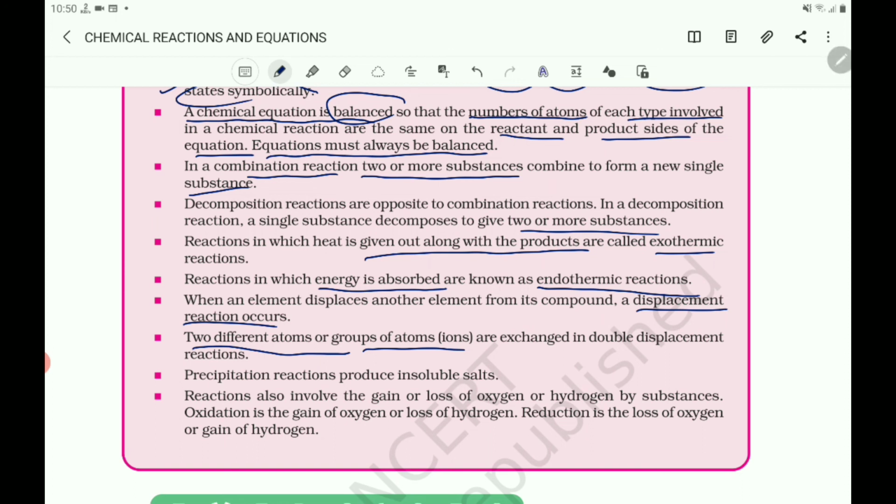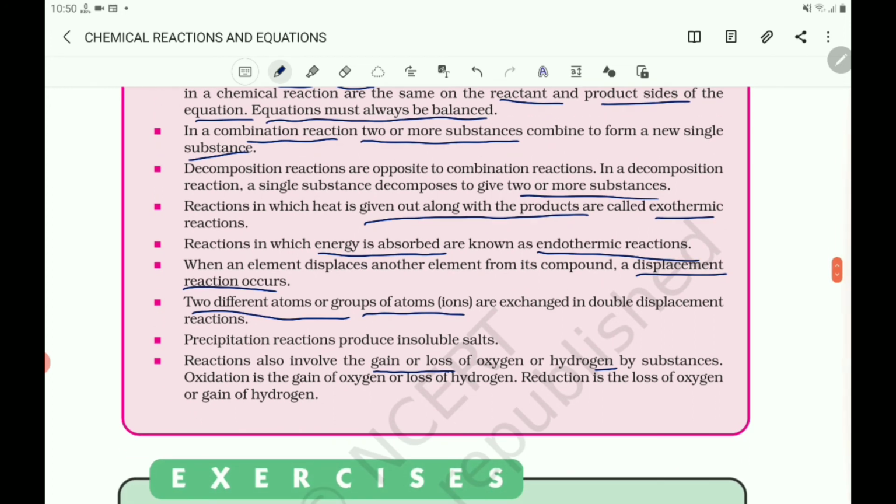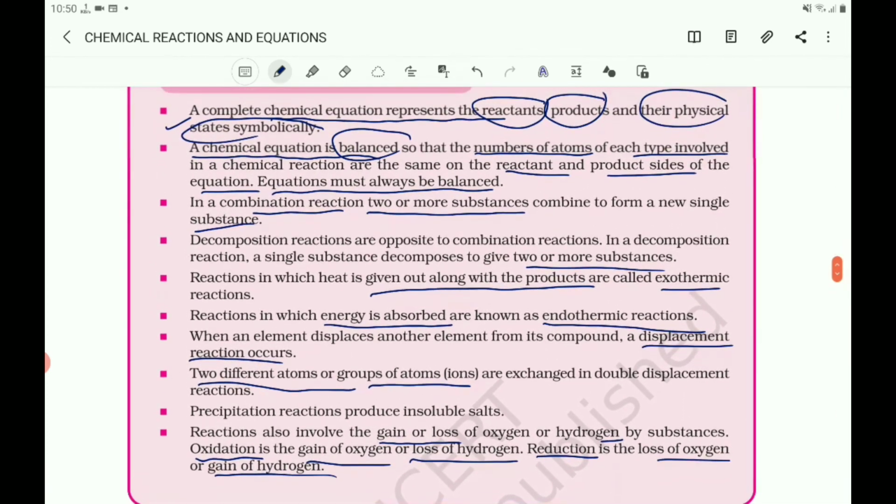Precipitation reactions produce insoluble salts. Reactions also involve the gain or loss of oxygen or hydrogen by the substances. What is oxidation? It is the gain of oxygen or loss of hydrogen. What is reduction? It is the loss of oxygen or gain of hydrogen. So go through the lesson completely and have a complete knowledge of all of it.